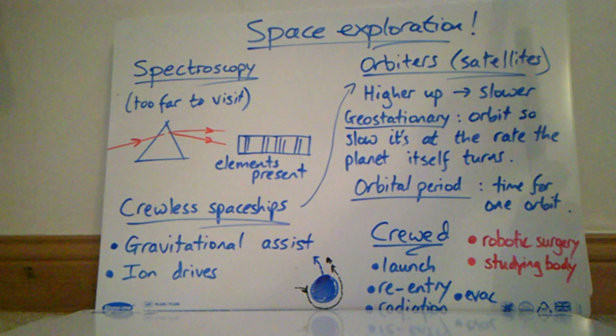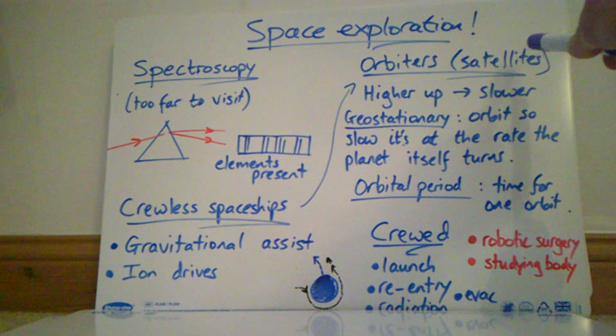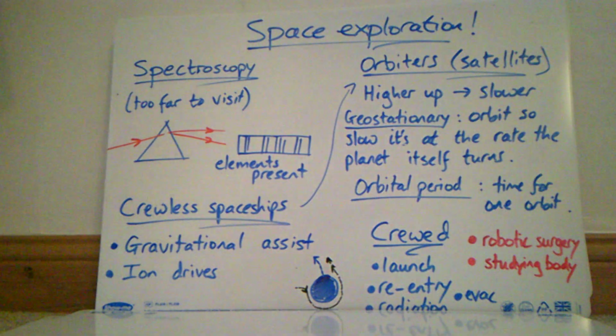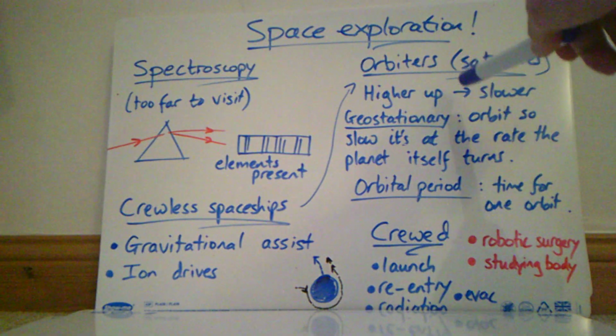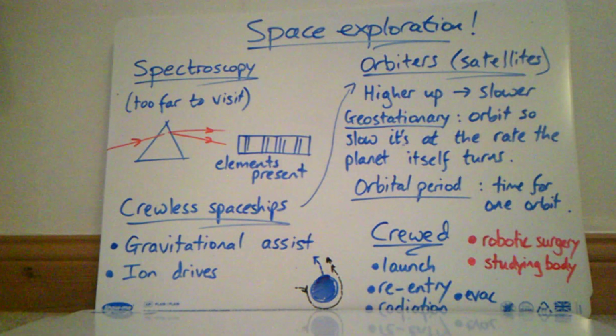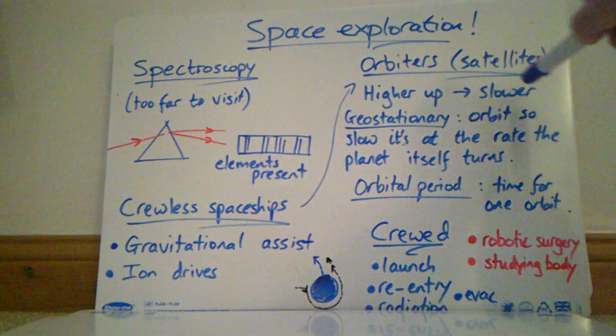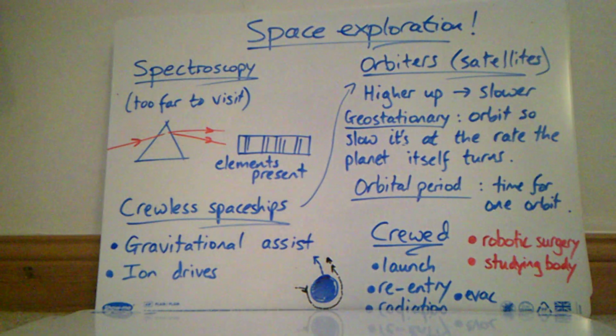Crewless spaceships, some of them can end up just orbiting the moon, or whatever it's the moon of, whatever planet you're talking about, at which point they are known as satellites. But this applies to satellites in orbit around Earth as well. The higher up the satellite is, the slower it orbits because the weaker the gravity field strength is from that planet, so it can orbit slower.